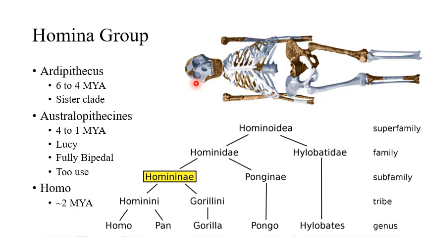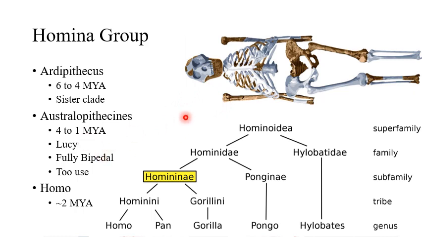Okay, the first grouping prior to Homo, there was a group called Australopithecus, which is there's Ardipithecus and Australopithecines. This is the more ancestral group, about 6 to 4 million years ago, and it represents a sister clade to us that is now extinct. Australopithecines evolved about 4 to 1 million years ago. They were the first organisms that were truly fully bipedal, and they utilized tools, which, yes, that is supposed to say tools, not tools.